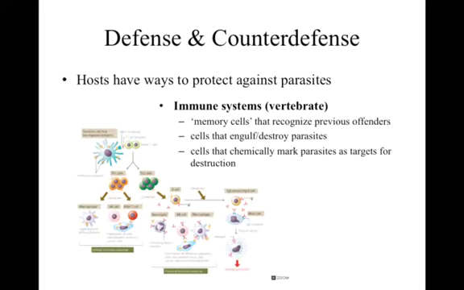Hosts also have immune systems. Vertebrates have very complex immune systems that involve different types of cells that attack endoparasites. Remember, immune systems are primarily good at attacking endoparasites. They can do a little bit for ectoparasites, but not much. They're really good at attacking endoparasites. And so the vertebrate immune system has multiple different types of cells. We have memory cells that recognize things that have attacked us in the past and are primed and ready to go to get rid of those in the future.